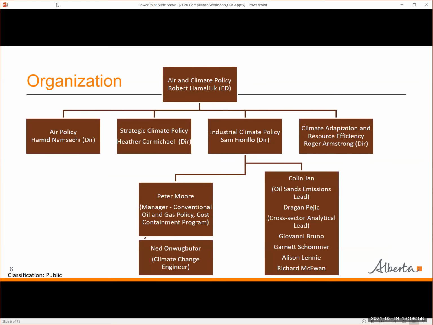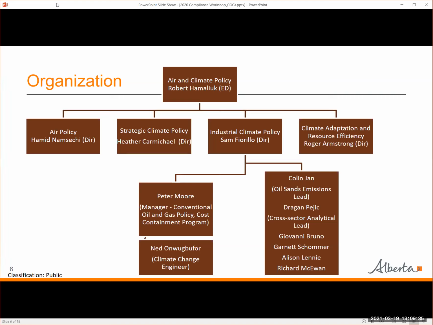The second branch is the Air and Climate Policy branch, also reporting to Rhonda Golden. Robert Hamelick is the executive director of the branch. Again, there are a number of units within the branch, but the most relevant to today's conversation is the Industrial Climate Policy team, which is directed by Sam Ferrillo. Reporting to Sam is myself, Peter Moore, as the conventional oil and gas policy lead, and I also manage the cost containment program under TIER. Reporting to me is Ned Ombufor, who's a climate change engineer on my team.